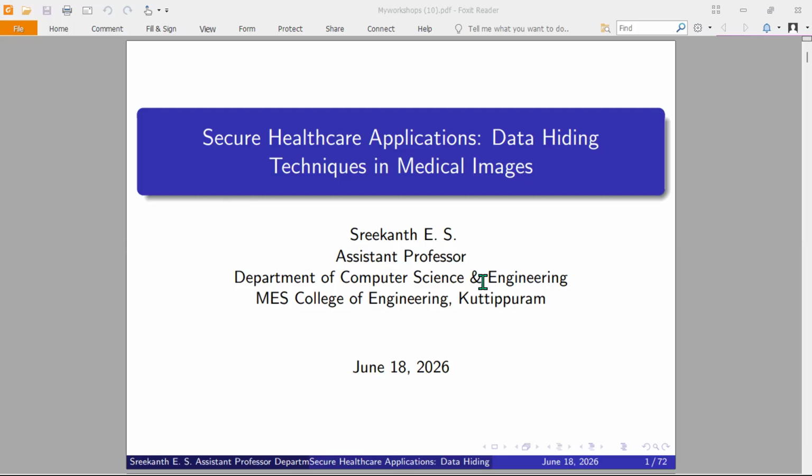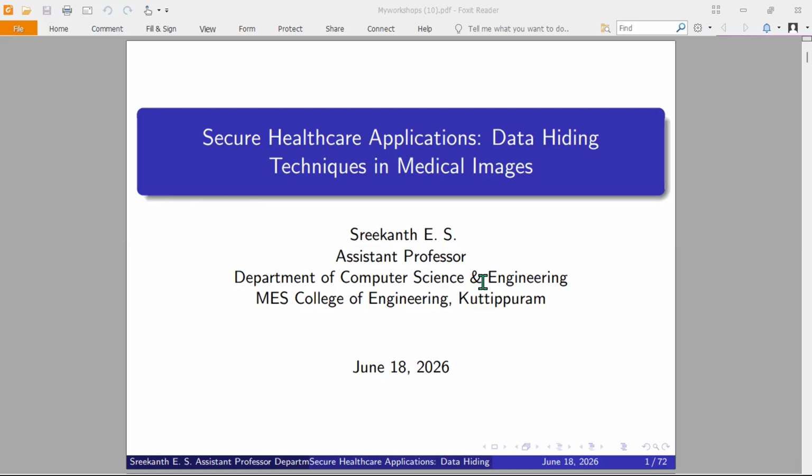So both are important. In this session, we are discussing data hiding in medical images, which means we are discussing a particular type of data hiding, reversible data hiding. Data embedded reversibly means that once the data is embedded, at the receiver both the data as well as the medical image should be extracted without any corruption. That is the most important requirement of reversible data hiding.